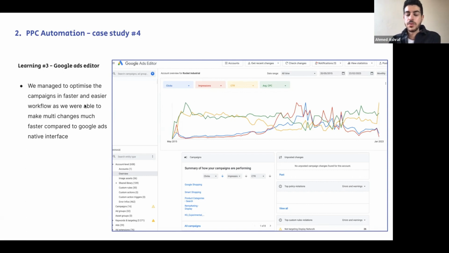So based on adopting Google Ads Editor, we were able to optimize the campaigns the same way you can optimize in the native Google Ads user interface, but in much faster ways, and the workflow is much more seamless. And we were able to make multiple changes within just a few clicks. So yeah, it was extremely helpful. We are even using it on most of our projects to cope with the speed of each project.